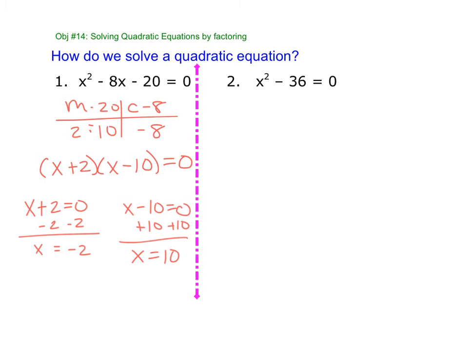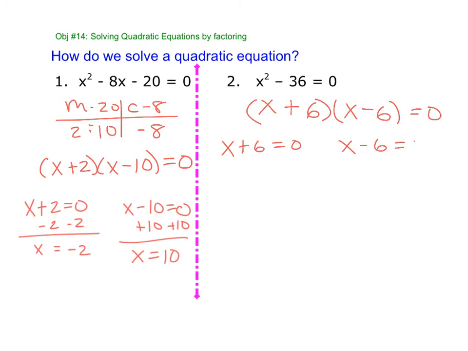All right, number 2. Again, it's already equal to 0, so factor. What kind of factoring is that? It's a difference of squares, perfect squares, and subtraction. So I'm going to factor that, and I get x times x is x squared. 6 times 6 is 36. One's plus and one's minus. So I factored. I set each factor equal to 0. And then I solve. Minus 6 on both sides. Add 6 on both sides. And we are done.